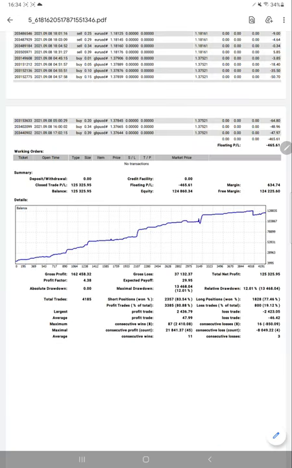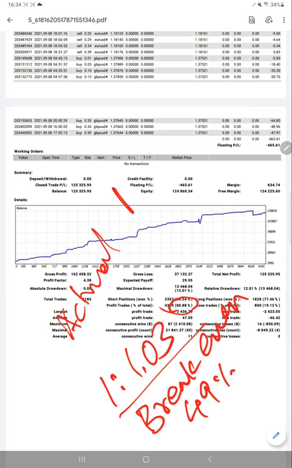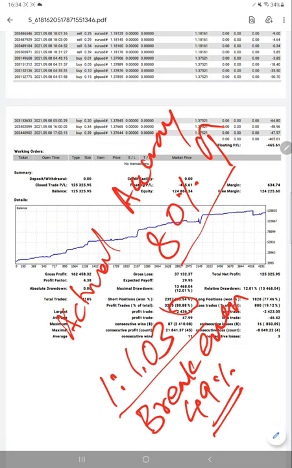So now the risk reward for this account is 1:1.03, and from that, if we calculate, the break even required to keep this account live is 49%, and our actual accuracy, as you can see from the number of profit trades, is more than 80%. So the required accuracy is 49% and the actual accuracy is more than 80%. From this itself you can understand how profitable and how rewarding this strategy is.